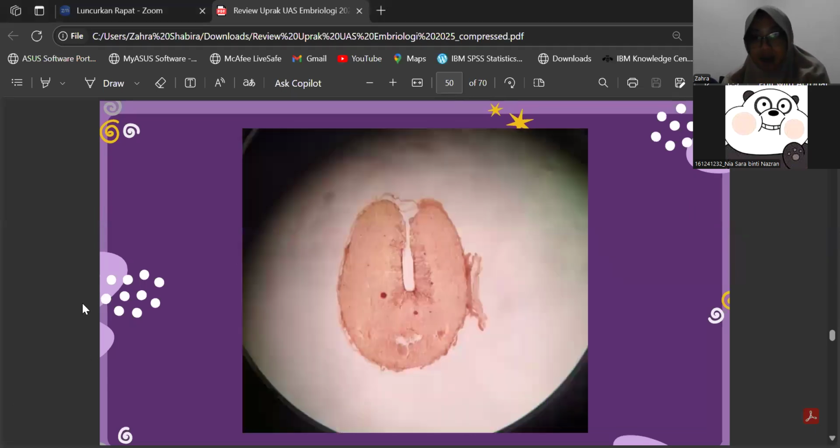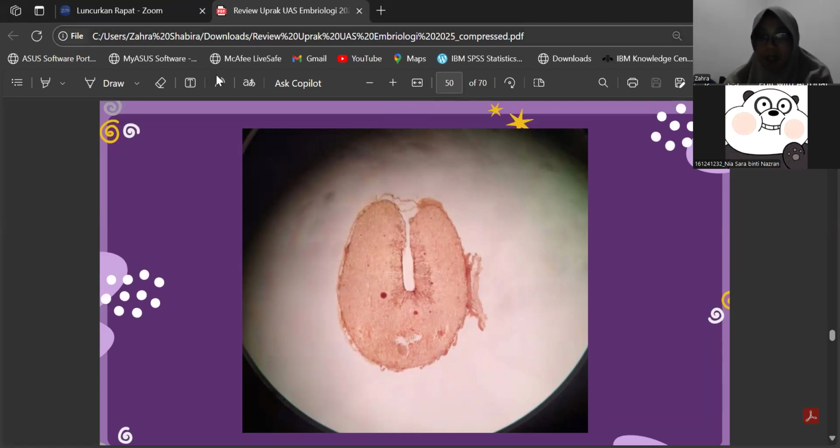Okay, we continue. Now this part is the neural groove. From your practical yesterday, there are two types of phase: early neural groove and late neural groove. It depends on how deep the neural groove is. If the neural groove is much deeper, we call it the late neural groove.